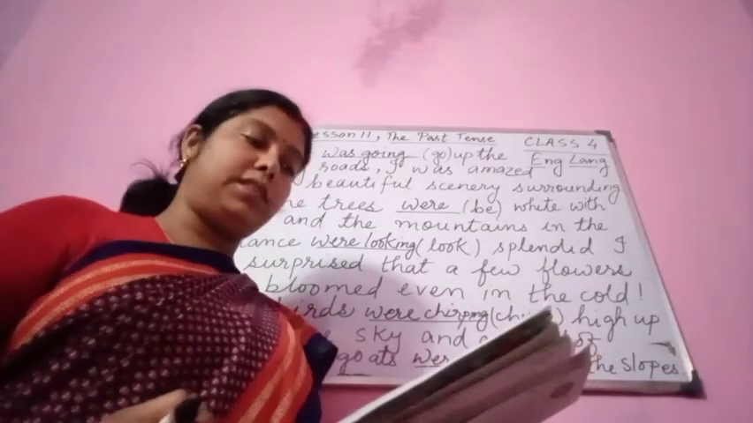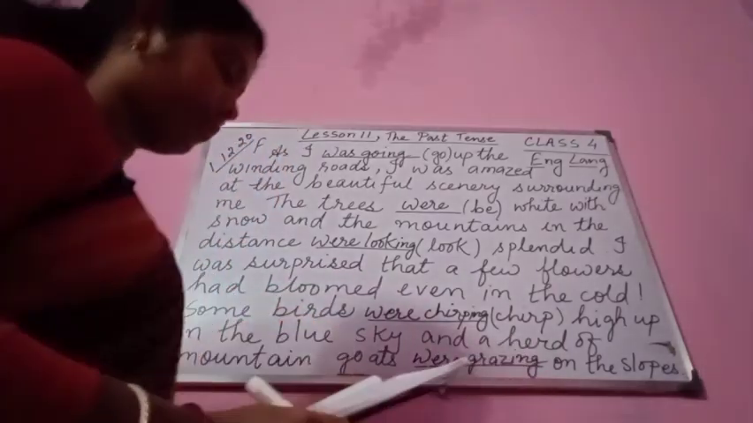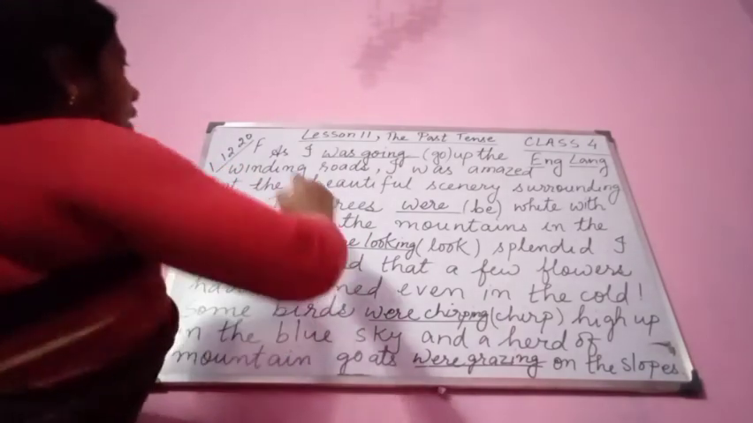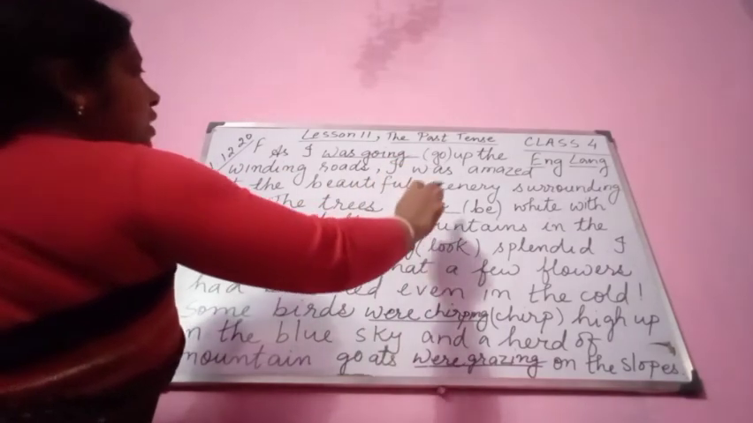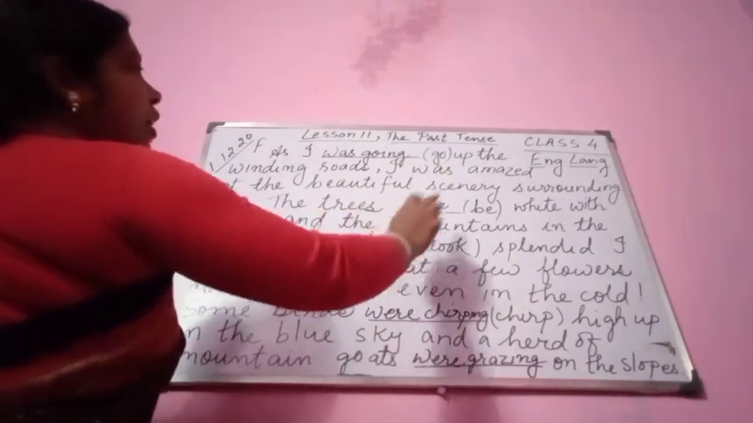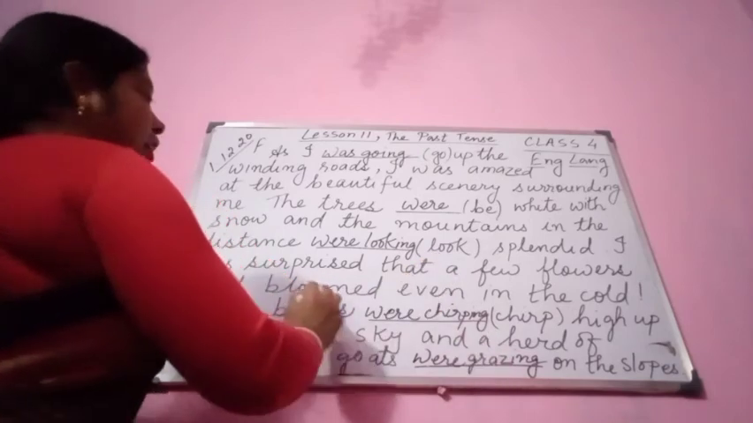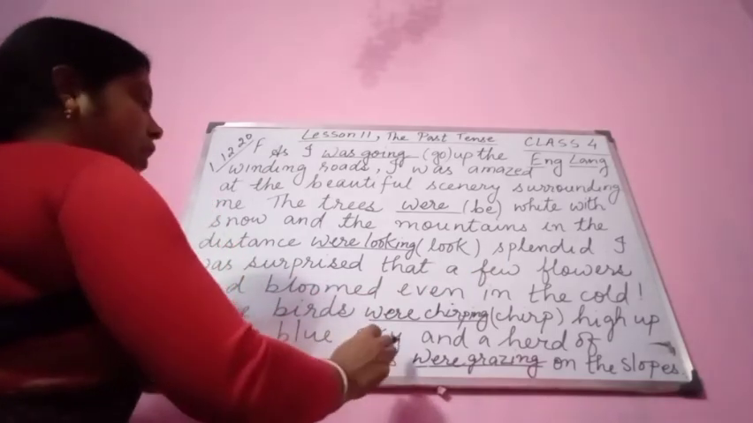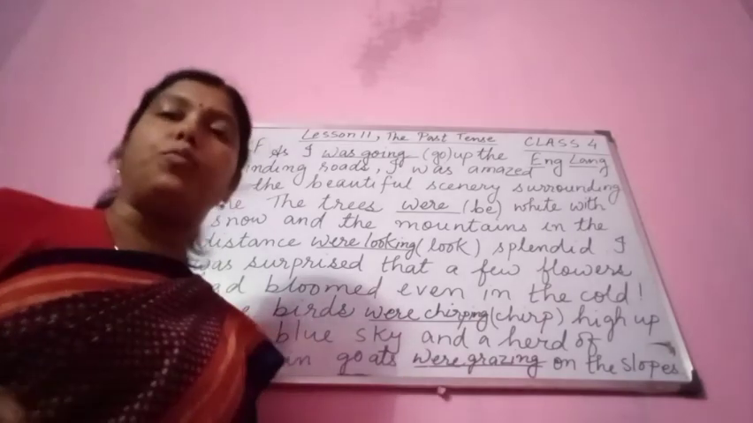Alright, then two more lines are there. One I will write down. Okay, once again I am saying, please follow. Okay, see here. As I was going up the winding roads, I was amazed at the beautiful scenery surrounding me. The trees were white with snow and the mountains in the distance were looking splendid. I was surprised that a few flowers had bloomed even in the cold. Some birds were chirping high up in the blue sky and a herd of mountain goats were grazing on the slopes. Okay.